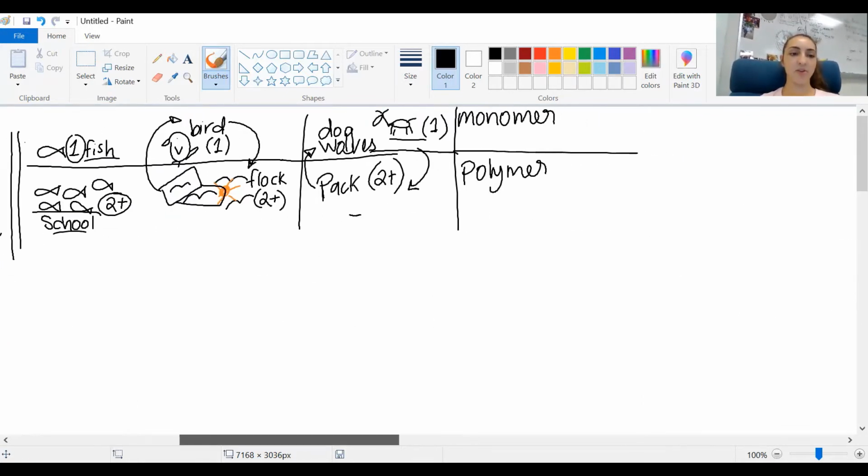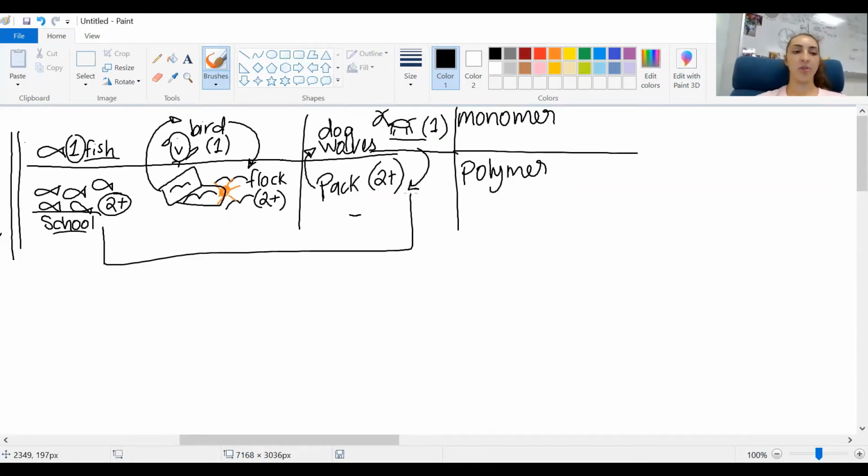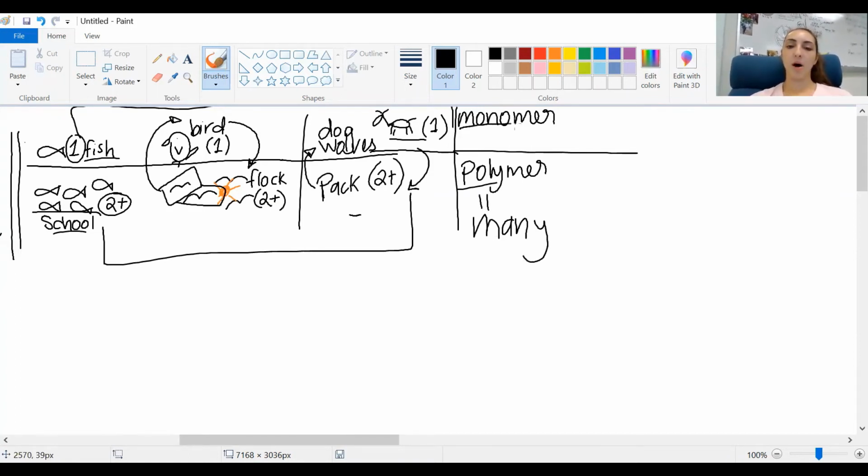Okay, we have our fish, we have our school. These are all similar. Can you guys tell me how these are similar? Yes, so they're going to be multiple. You need more than one, okay? And that's what poly means. Poly means many. And then mono means one.